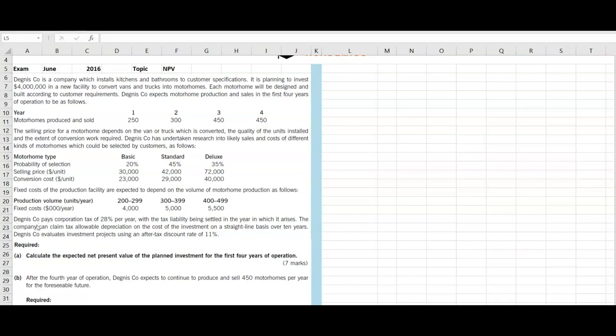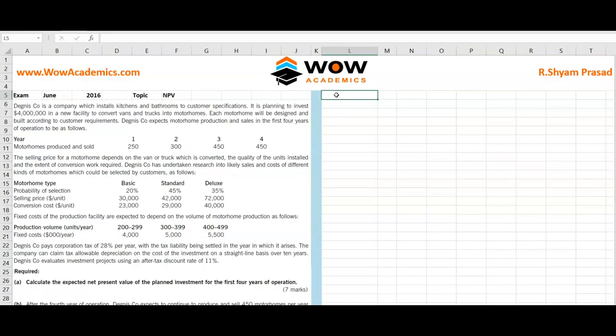And Degnesco pays corporation tax of 28% per year, with tax liability being settled in the year in which it arises. So there are no arrear years. The company can claim tax allowable depreciation on the cost of the investment on a straight line basis over 10 years. Degnesco evaluates investment projects using an after-tax discount rate of 11%. So we'll start from here.